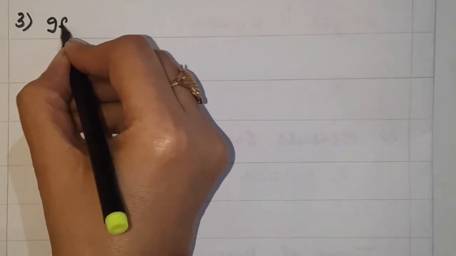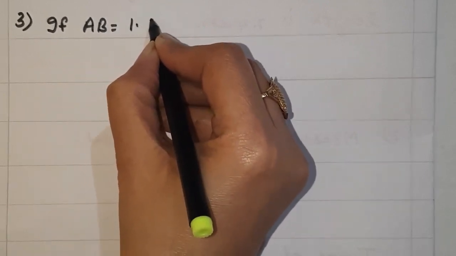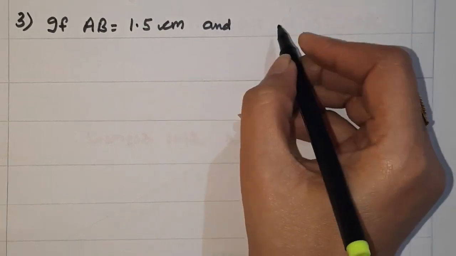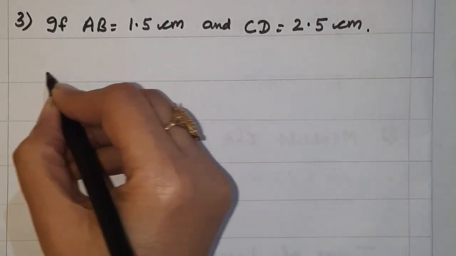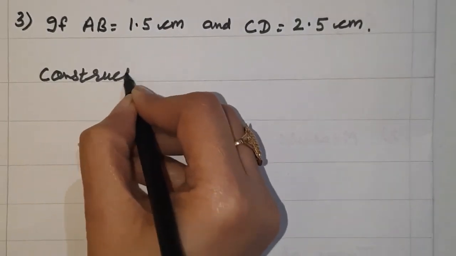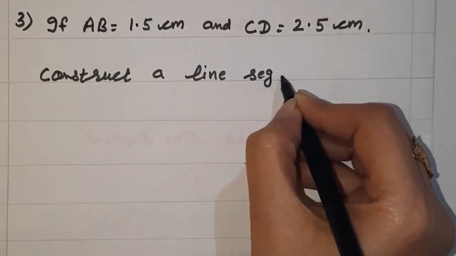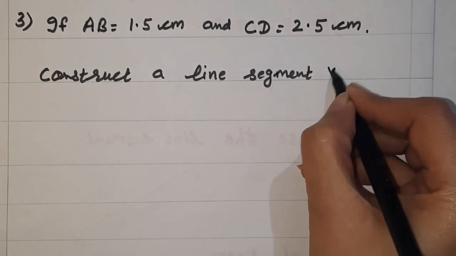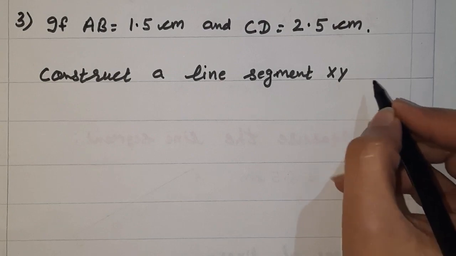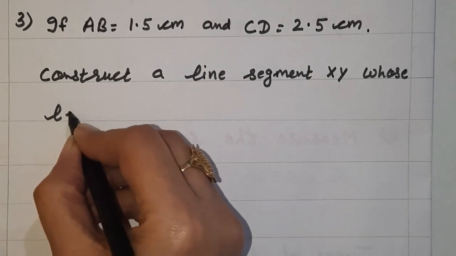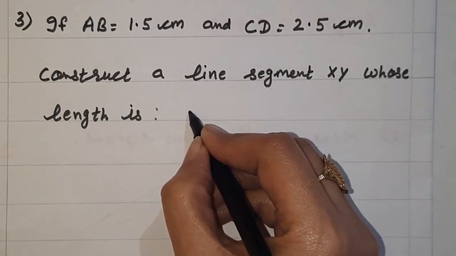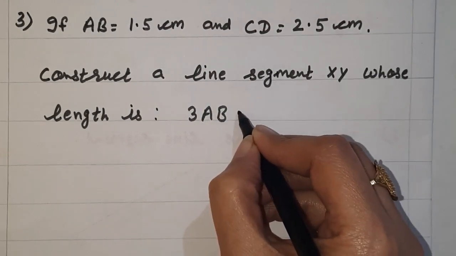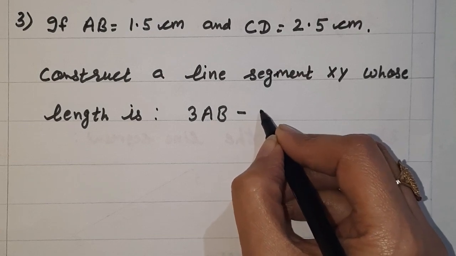Let's take another practice question. If AB is equal to 1.5 centimeter and CD is equal to 2.5 centimeter, construct a line segment XY whose length is 3AB minus CD.